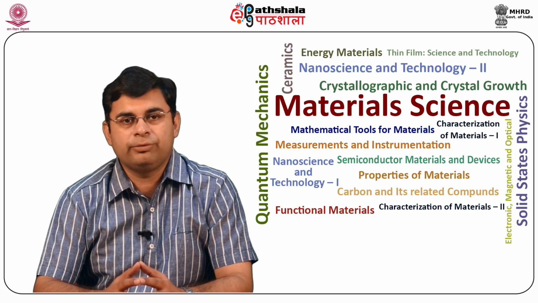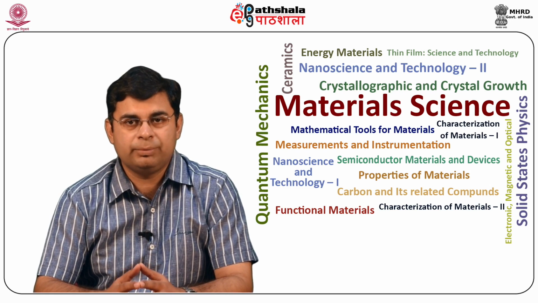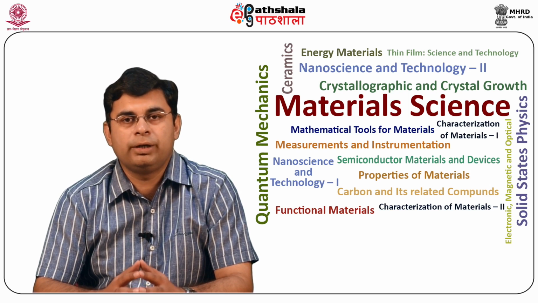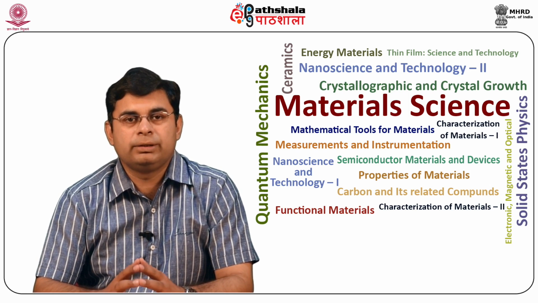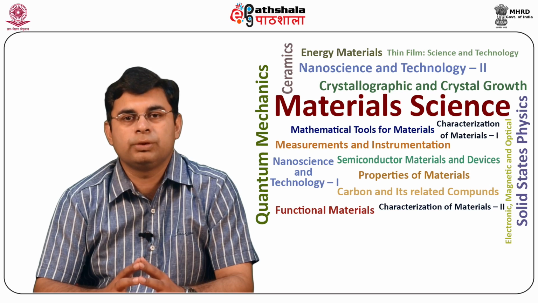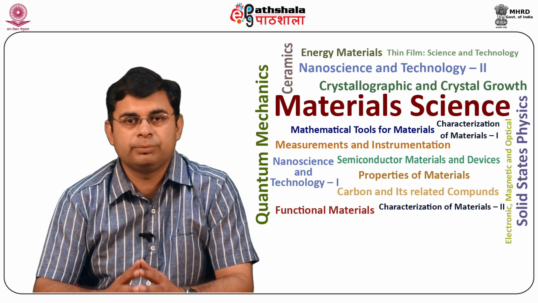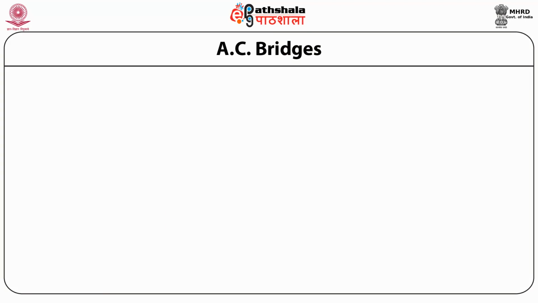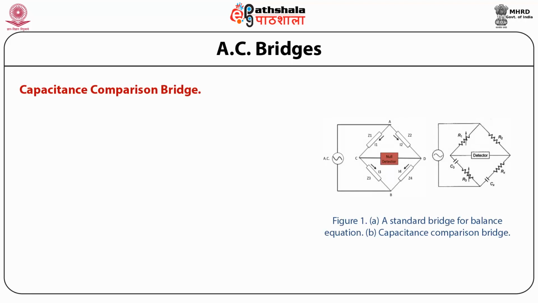AC bridges can be broadly classified into capacitance comparison bridge and inductance comparison bridge. Both Wein and resonance bridge circuits measure unknown quantities via a combination of capacitor, inductor, or resistance, either in parallel or in series, in one of the arms of the bridge circuit. Here our objective is the same, that is, to balance two arms of the bridge, and the potential drop is measured by a null detector, that is a galvanometer. Let us first look at the capacitance comparison bridge.